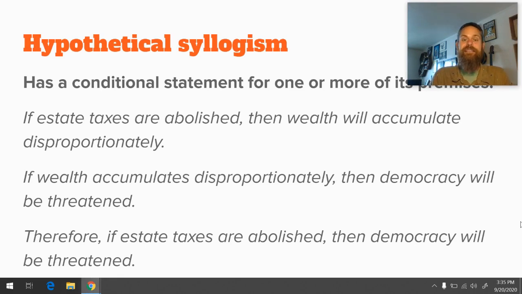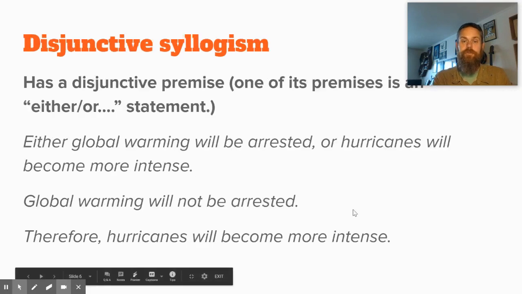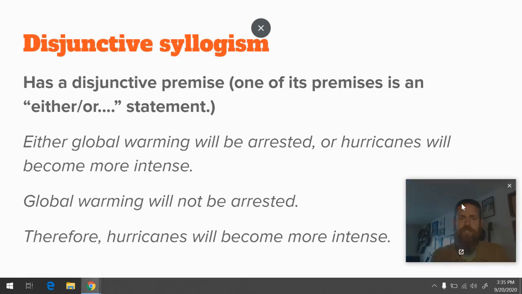If estate taxes are abolished, then wealth will accumulate disproportionately. If wealth accumulates disproportionately, then democracy will be threatened. Therefore, we can conclude that if estate taxes are abolished, then democracy will be threatened. If we accept those premises, they force that conclusion. There's no way out of that conclusion given the premises being true.